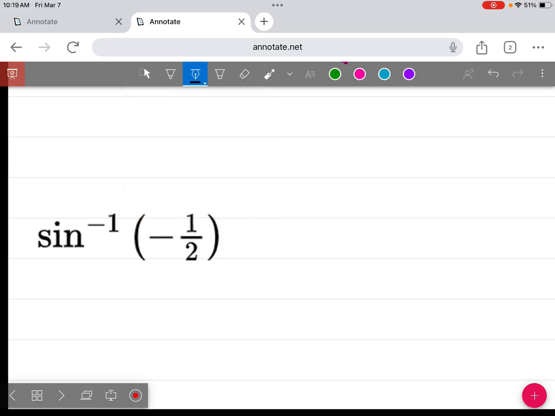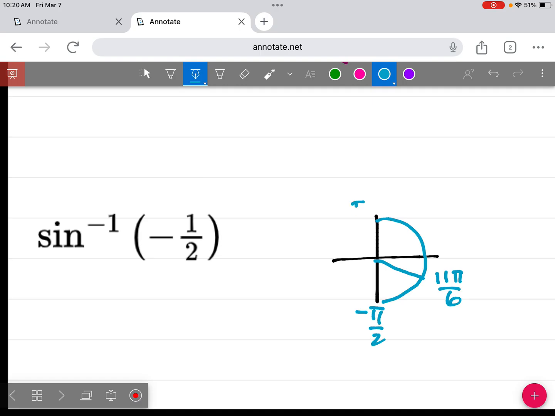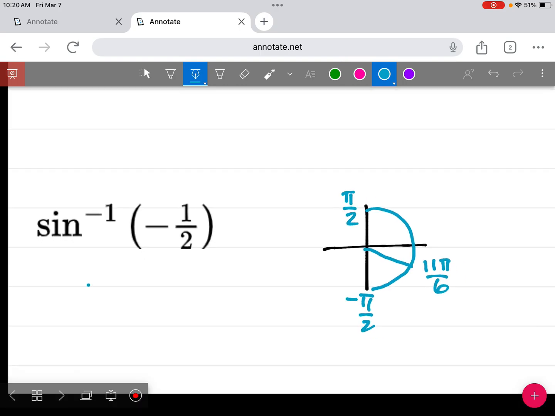How about our inverse sine of -1/2? We're on the right side, right? We're on the right-hand side. So if we need it to be coterminal with our 11 pi over 6, but between negative pi over 2 and pi over 2, negative pi over 6. Good.